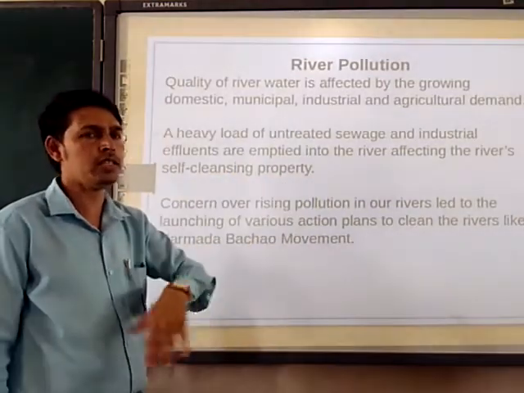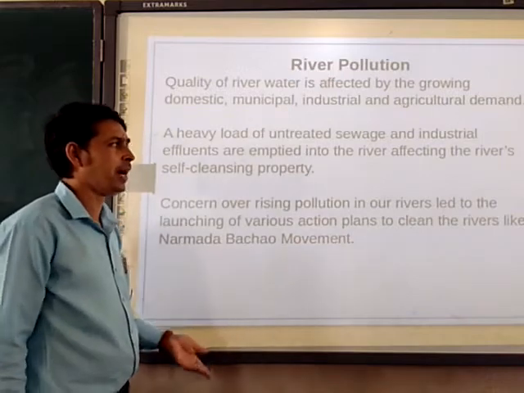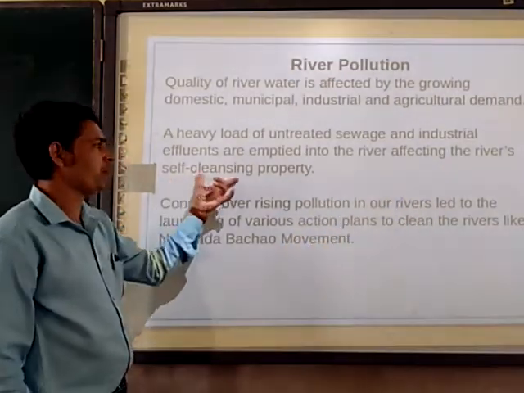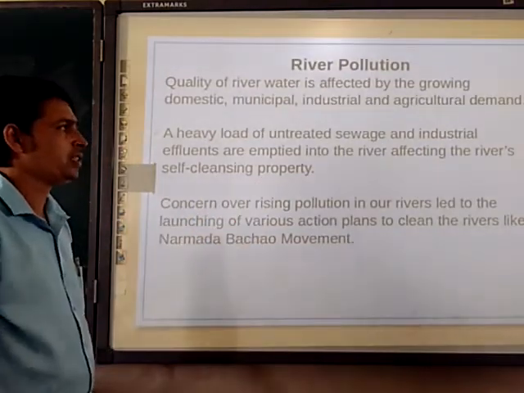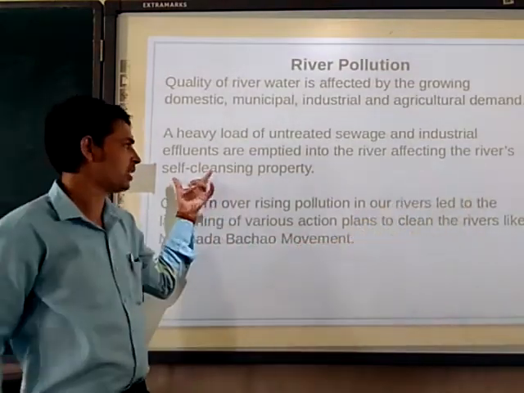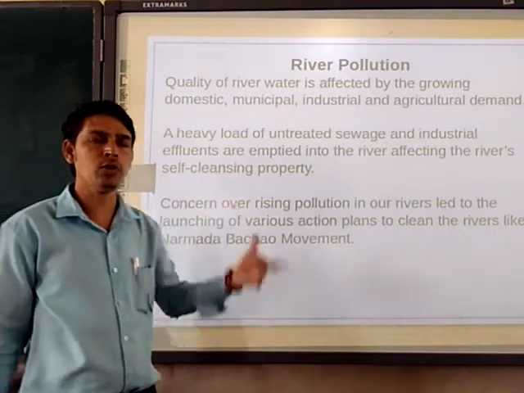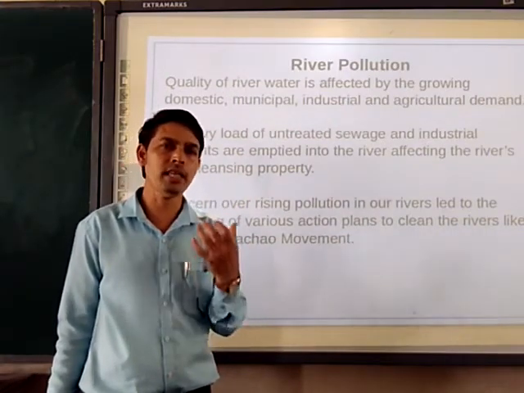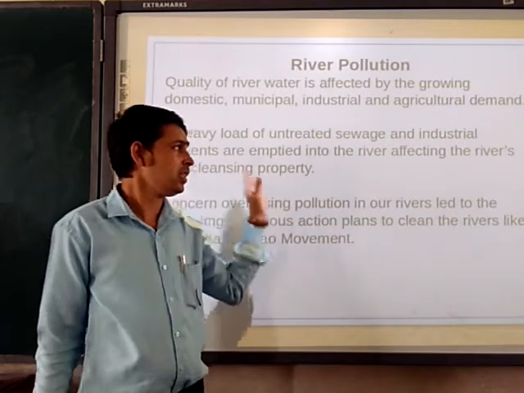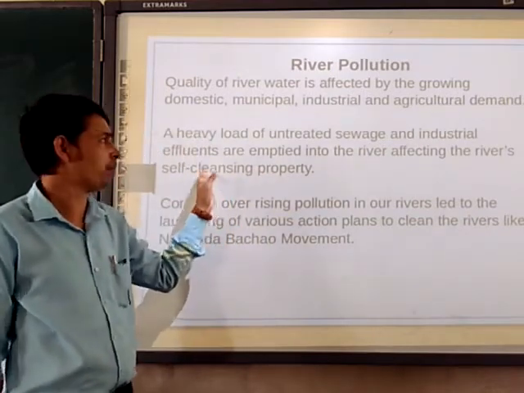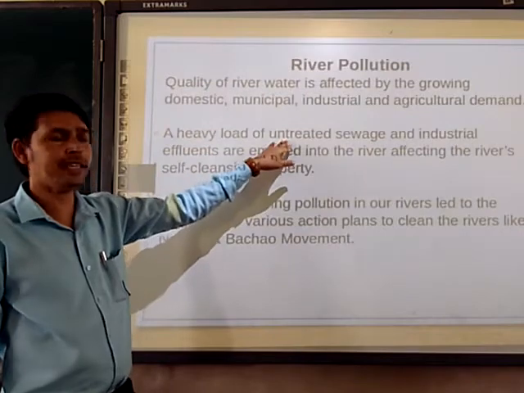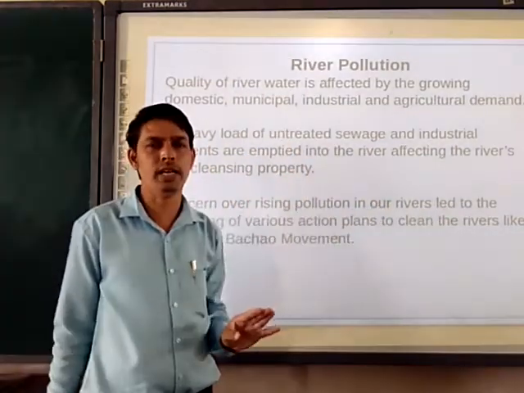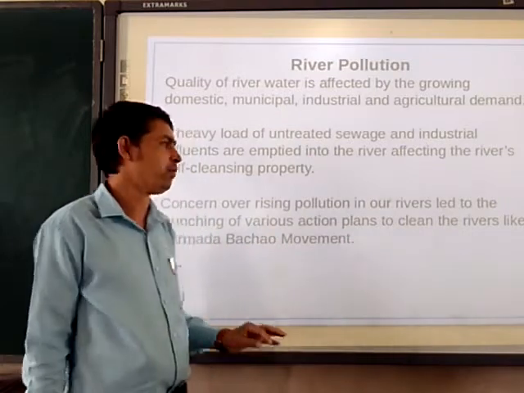The fresh water is going to be affected very badly and the water gets polluted, affecting the river's self-cleansing properties. Right? So the rivers have a self-cleansing property, as you know, water has a self-cleansing property. Then this property is going to be affected because this many kinds of untreated sewage load are directly transferred to the rivers, which is very, very harmful.